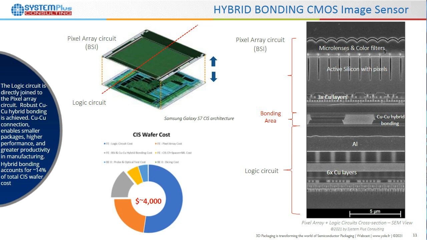So when we look at this type of technology, we tried to estimate the cost of this component. We found almost $4,000 US dollars estimated for the CMOS image sensor wafer cost. And how did the hybrid bonding take part in this cost? We estimated that less than 15% of the total component cost was attributed to the hybrid bonding technology cost.